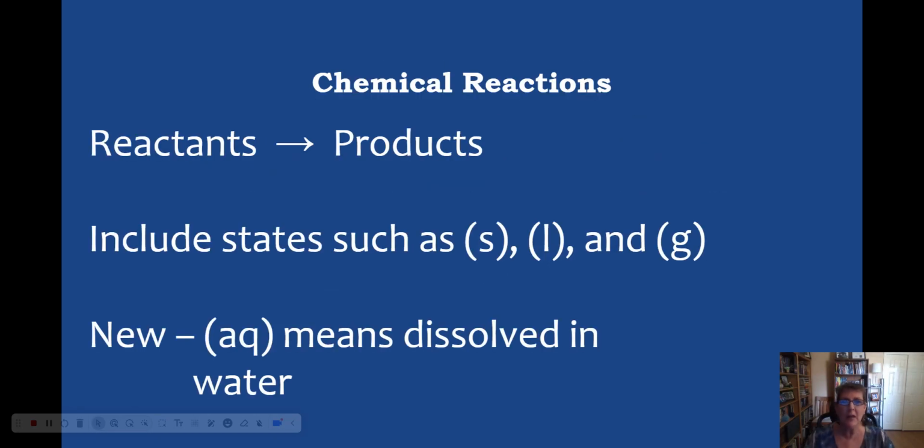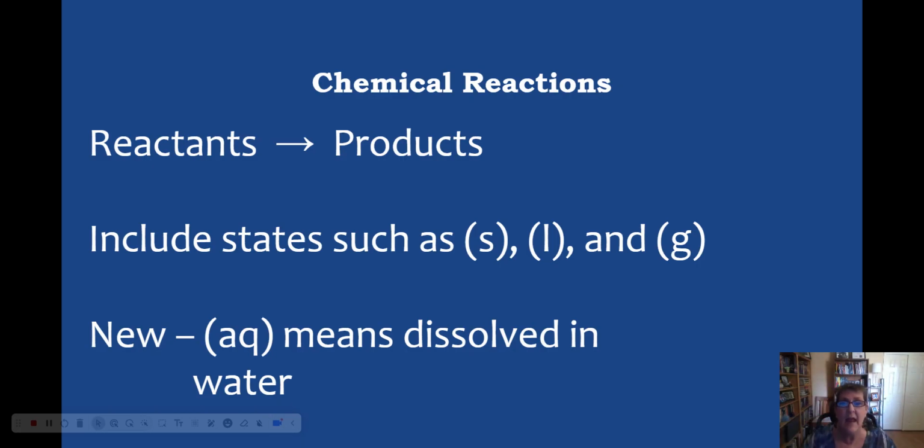So first I want to tell you a little bit about chemical reactions. When we write chemical reactions, the chemical formulas on the left side of the arrow are called reactants. And then they turn into products, which we write on the right side of the arrow. We include states for these chemicals by putting them in parentheses. An S is for solid, L is for liquid, G is for gas. And then we have a new indication for chemical reactions, called aqueous.